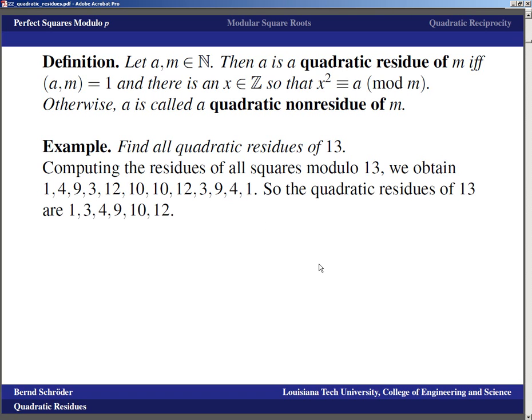Alright, so nothing to it, as long as the numbers are small, right? We see some of the values are doubled up, and in fact we're going to show that all the quadratic residues do occur exactly twice, at least when we go modulo a prime number. And if we sort them, then we get 1, 3, 4, 9, 10, and 12 as the quadratic residues modulo 13. So those are all the perfect squares in modulo 13 arithmetic.